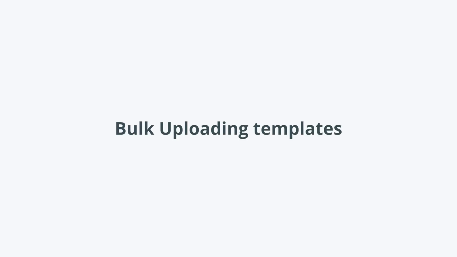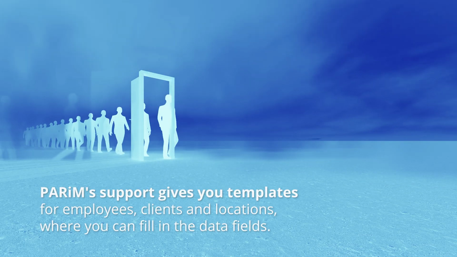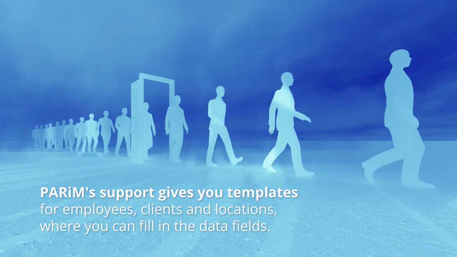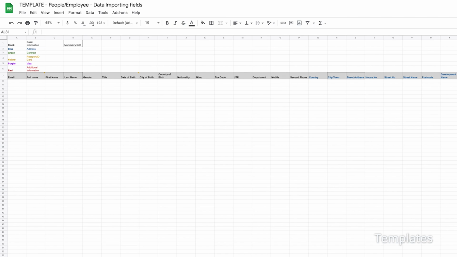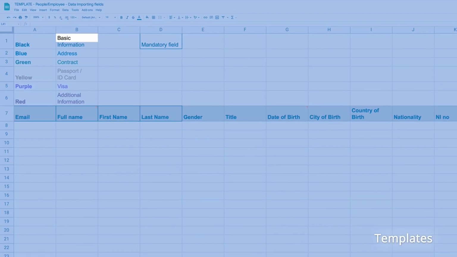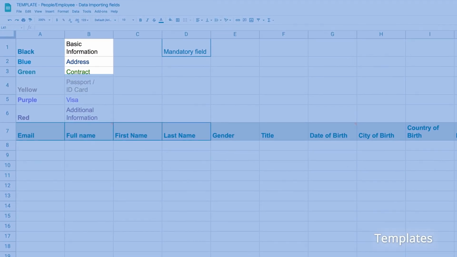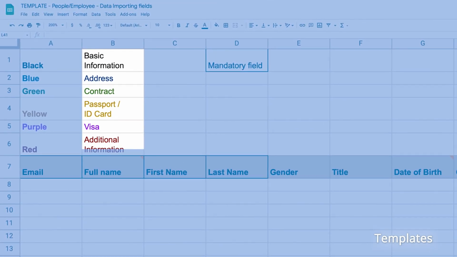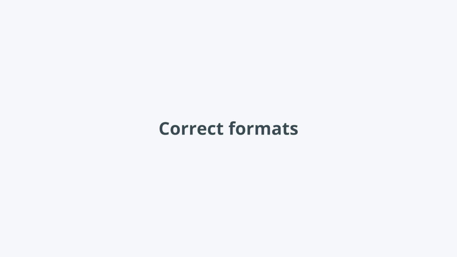What are the bulk uploading templates? PARiM support gives you templates for employees, clients, and locations where you can fill in the data fields. For example, in the employees template, you will find fields for basic information, addresses, contracts, passports, ID cards, visas, and additional information.